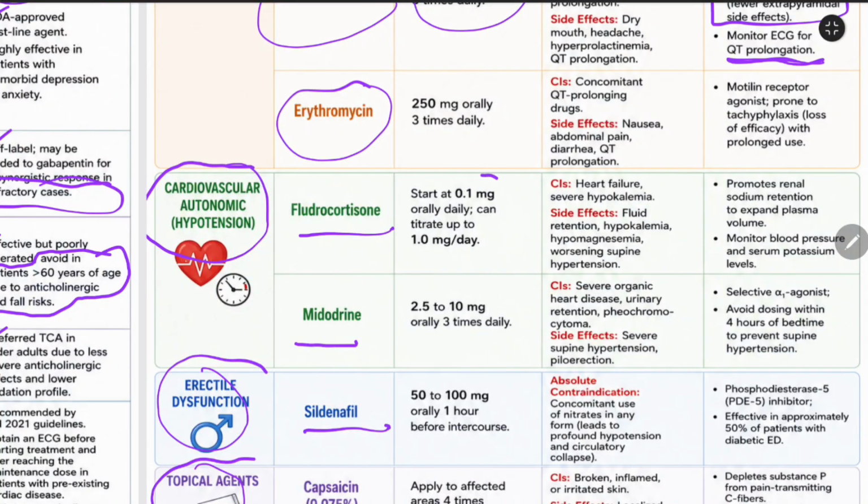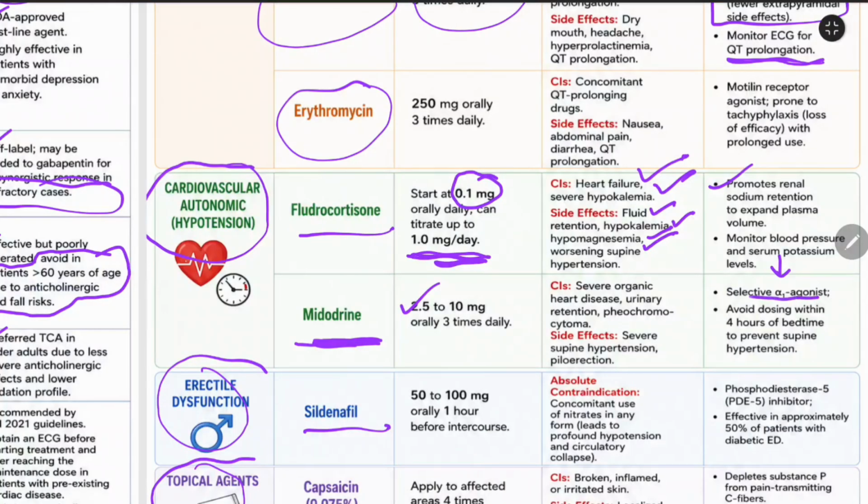Fludrocortisone, you can give 0.1 mg orally daily and titrate up to 1 mg per day. Contraindications are heart failure and patients with severe hypokalemia. It causes fluid retention, hypokalemia, hypomagnesemia, worsening supine hypertension. It promotes renal sodium retention to expand plasma volume. Monitor blood pressure and serum potassium because there will be hypokalemia. Midodrine, another drug used for orthostatic hypotension, the dose is 2.5 to 10 mg orally 3 times daily.